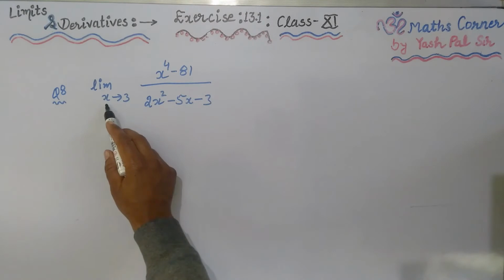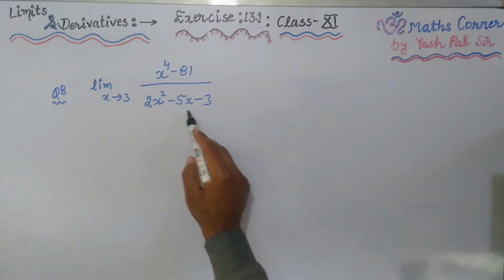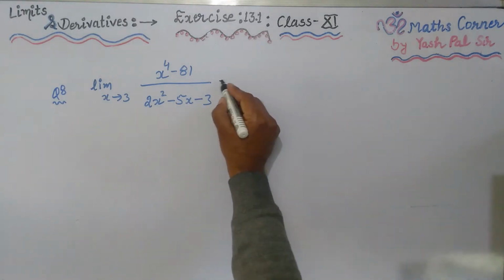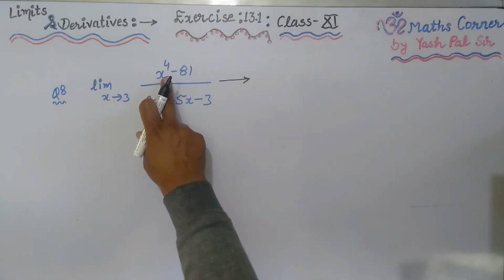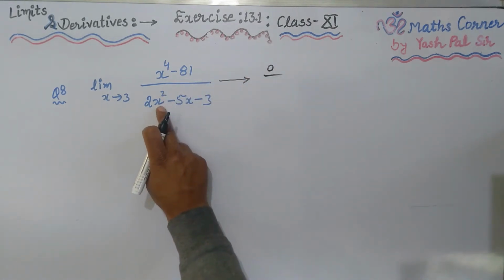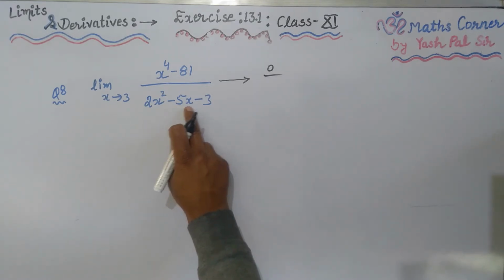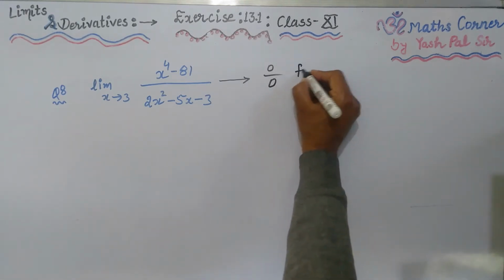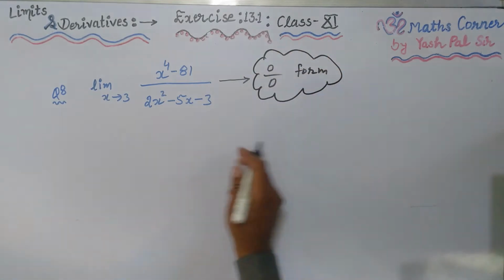The question is limit x approaches 3, (x raised to power 4 minus 81) divided by (2x square minus 5x minus 3). First of all, if we directly substitute x equal to 3, let us see what happens. 3 into 3 is 9, 9 into 9 is 81, minus 81 is 0. Divided by 2 into 9 is 18, 3 into 5 is 15, 18 minus 15 minus 3 is 0. So we get 0 upon 0 form on direct substitution.